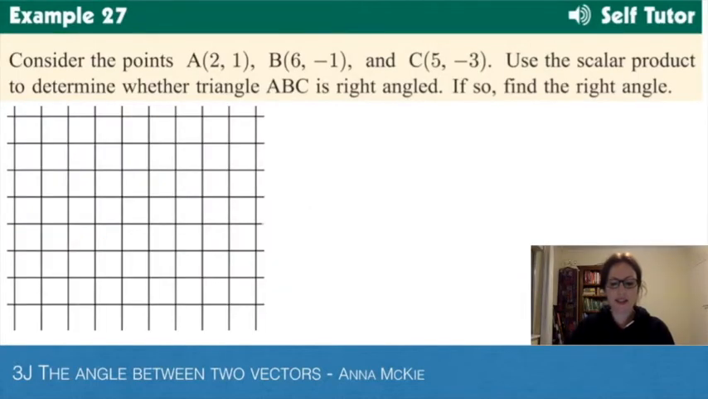Next one, if we are to consider these points, and we're asked to use the scalar product to determine whether triangle ABC is right-angled, and if so, find the right angle. My suggestion is whenever you're doing these sorts of things, create a visual, create a picture if you can. So these are coordinates. What would they look like? If A was 2, 1, you could draw a Cartesian plane. I might imagine that the origin is there at that first dot. We're going across 2, up 1, and I'll put A there.